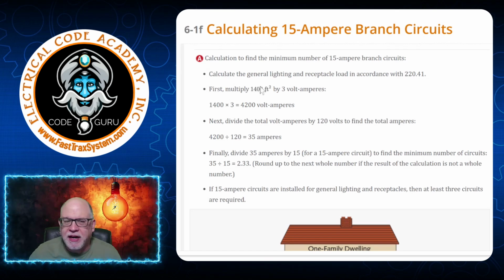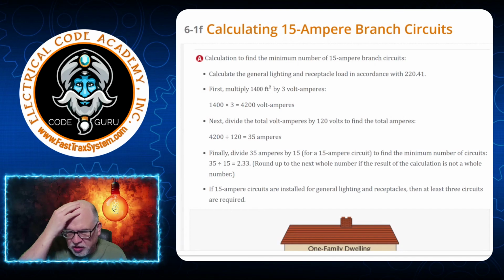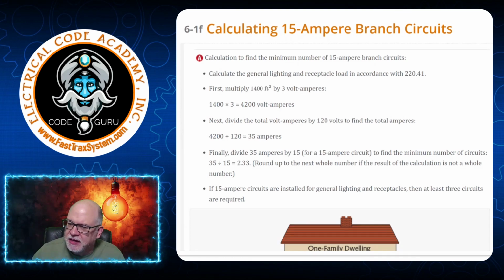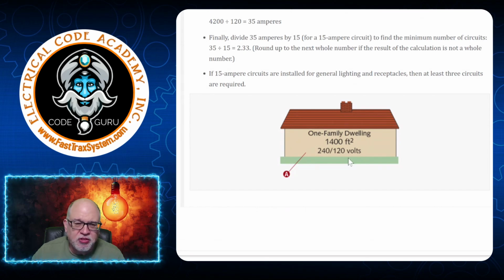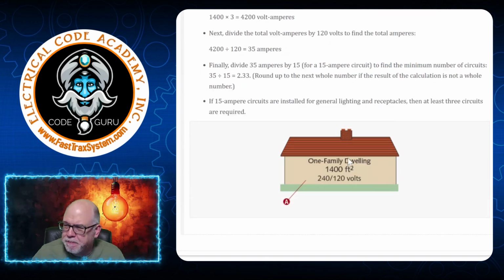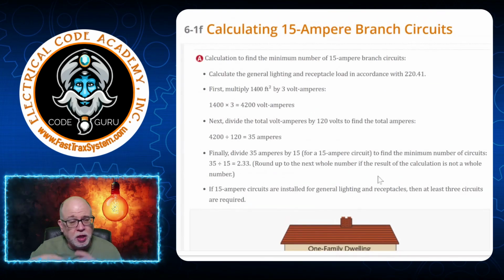All right, so we're here, and this in our Fast Tracks, for those that are following along that are in the Fast Tracks program, we're still in Unit 6, and this is 1F. And then here's A. Now here's the dwelling, and this dwelling is 1,400 square foot. All right, and so we're not doing a load calc. We're trying to determine what's the minimum number of 15 amp branch circuits.